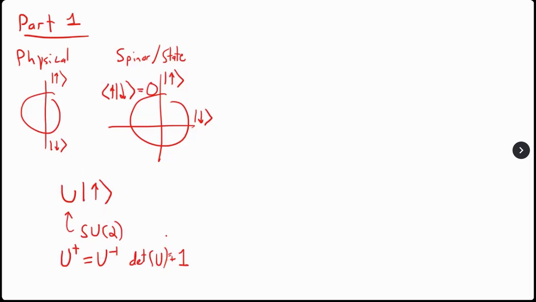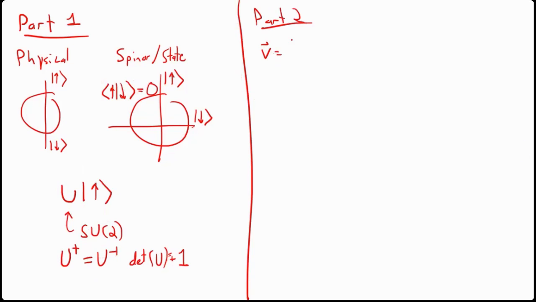And in that space, up and down are at right angles, because we have this inner product rule where one cannot collapse on the other. And I think because of that, we ended up finding that states rotate with matrices that belong to SU2, which means the Hermitian is the inverse, and also the determinant is +1.